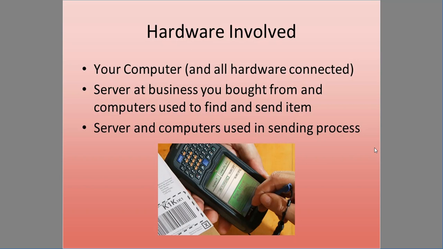There's going to be a server at the business you bought from, and computers also used to find and send the item to you. So they're obviously going to have their own computer system involved here, all the hardware involved in that as well. And there's also going to be a server and computers used in the sending process as well. So the data is essentially going to be sent around in this process of just one item being ordered from a store. It's going to be sent around to a lot of different systems and a lot of different computers as we go throughout. So it's not just going to be your computer that goes on and makes the purchase. There's going to be a lot more to it than just that.